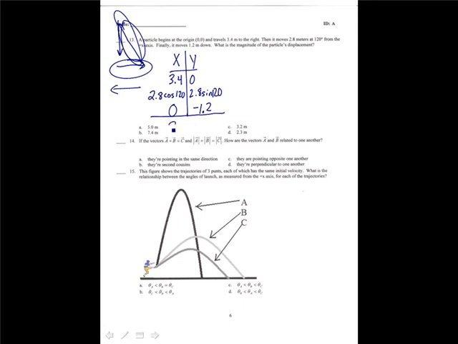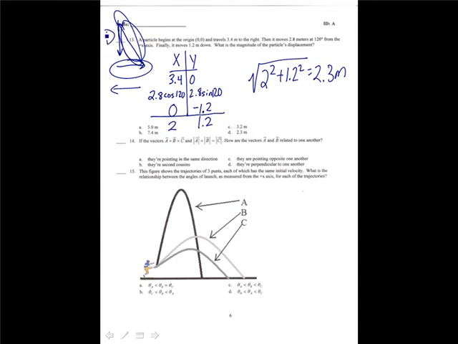If you add up these numbers in the x column, that's 2, in the y column is 1.2, and then to find the magnitude, use the Pythagorean theorem, square root of 2 squared plus 1.2 squared, and that's equal to 2.3 meters. And that answer is D.